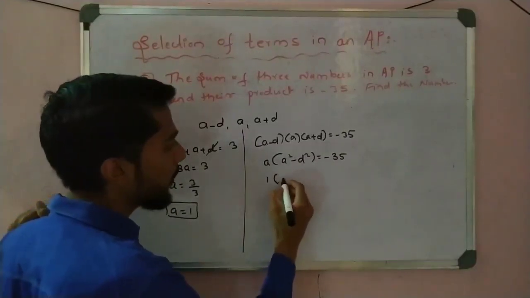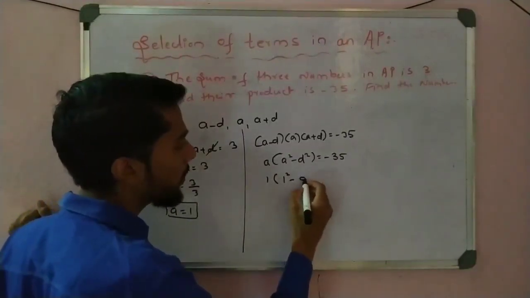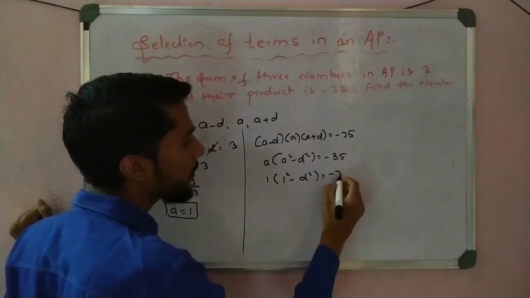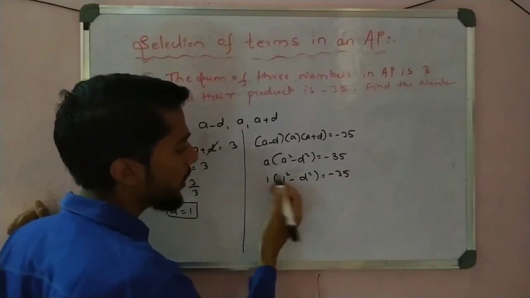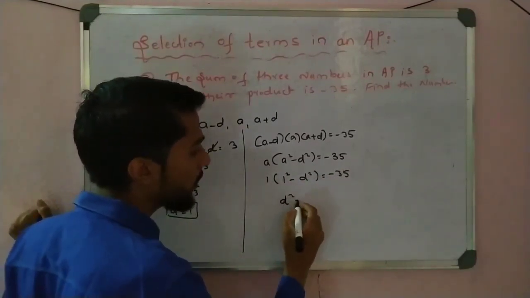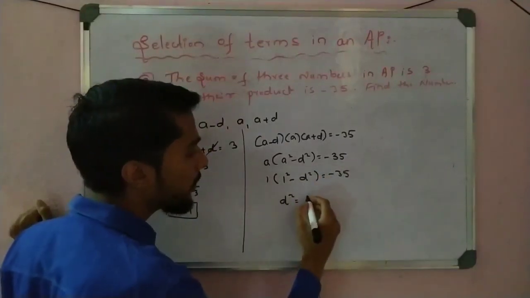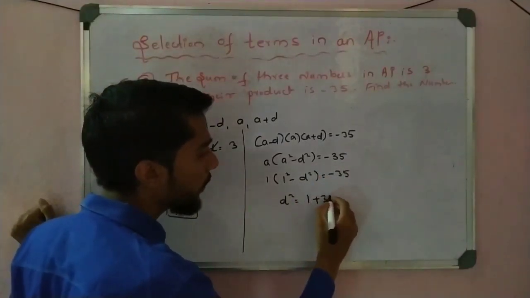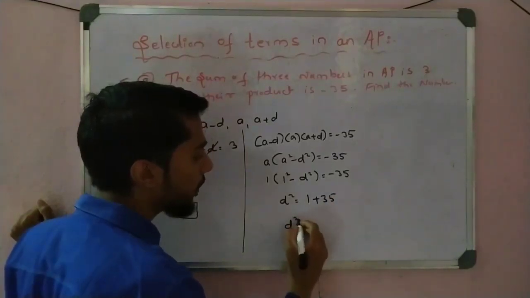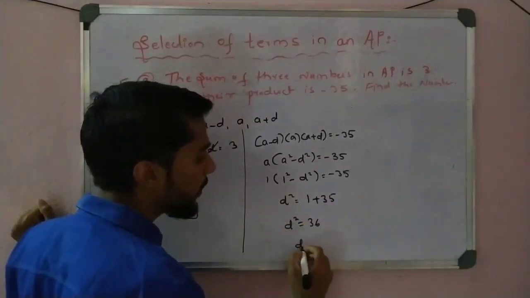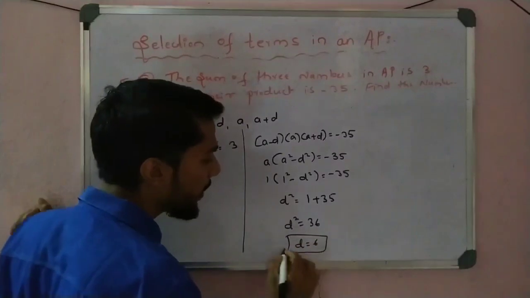Okay, here 1 square minus d square is equal to minus 35. So a square is a, 1 is 1, so neglected. So d square is equal to, a that side, d this side and 35 this side, means 1 plus 35. So we get 36. So d is equal to 6. Okay, hope you get this solution.